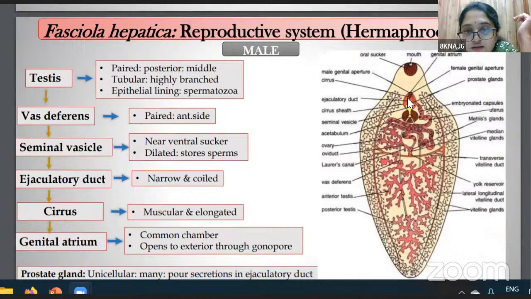See, this is the cirrus or the penis. And then this opens into the genital atrium by the male genital aperture, and this opens through the common gonopore. So you have a lot of numerous prostate glands also surrounding the ejaculatory duct. In fact, they open into the ejaculatory duct. And then you have the bag-like serous sac that encloses the seminal vesicle and the prostate glands.